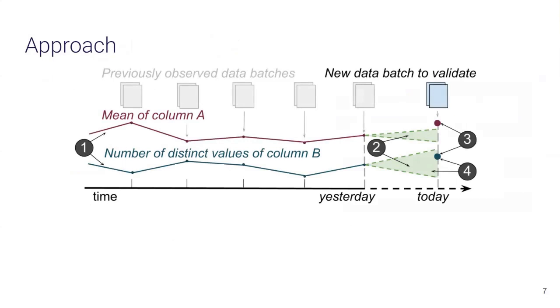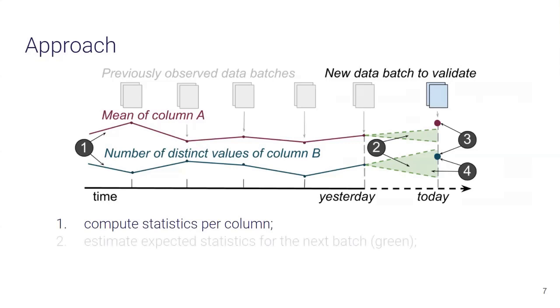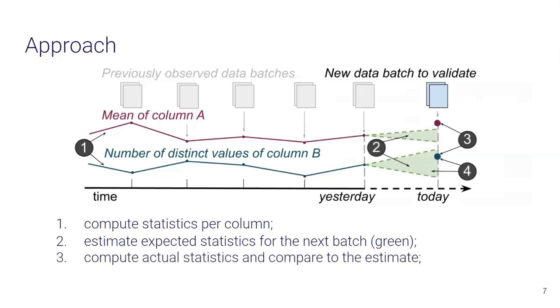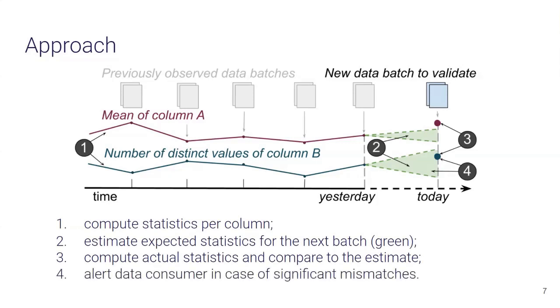For every attribute of the incoming data batch, we compute several simple descriptive statistics, such as completeness, the number of distinct values, mean or standard deviation for the numeric data types. We record these values over time. And before the new data arrives, we build an estimate of the statistics for the next upcoming batch. When the batch becomes available, we compute the actual statistics and compare them against our estimate. In case of significant mismatches, we raise an alert to the end user.